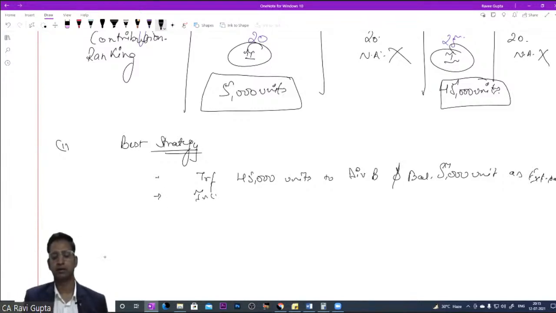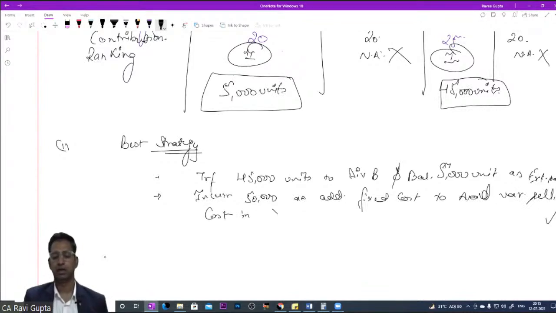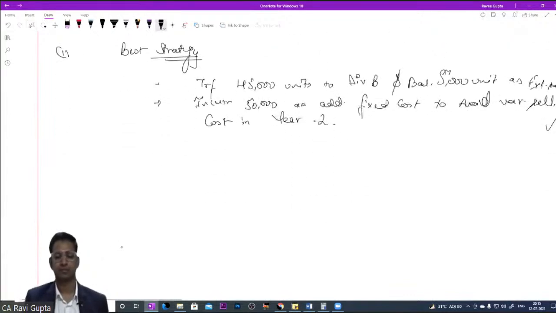Second, incur 50,000 rupees as additional fixed cost to avoid variable selling cost in year second. So profitability, it will be contribution.